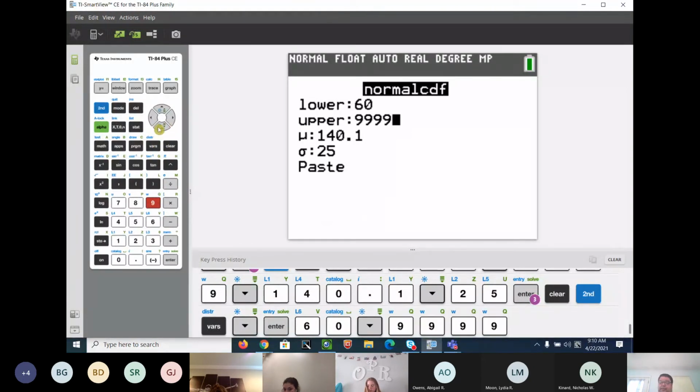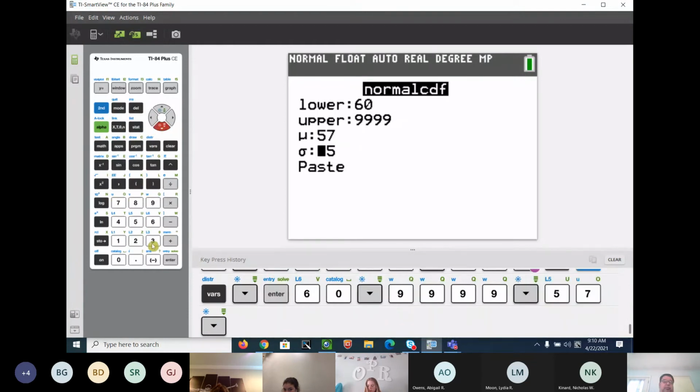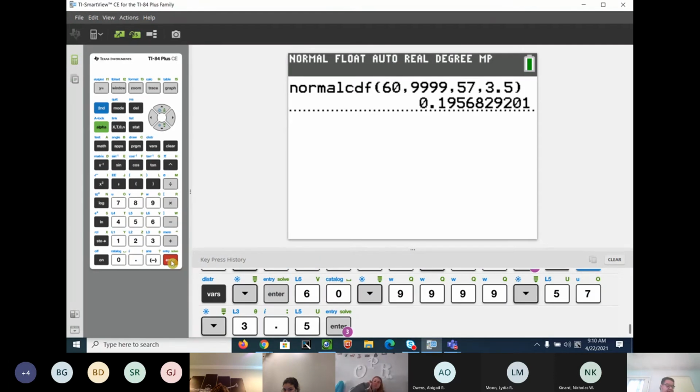The mean is equal to 57, and the standard deviation is equal to 3.5. The answer is 0.1957, and I'm going to put that right here. 0.1957. Okay, let's do the second one.